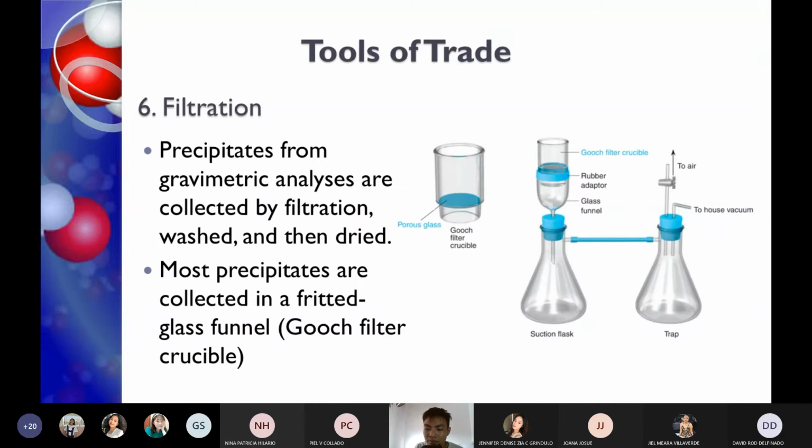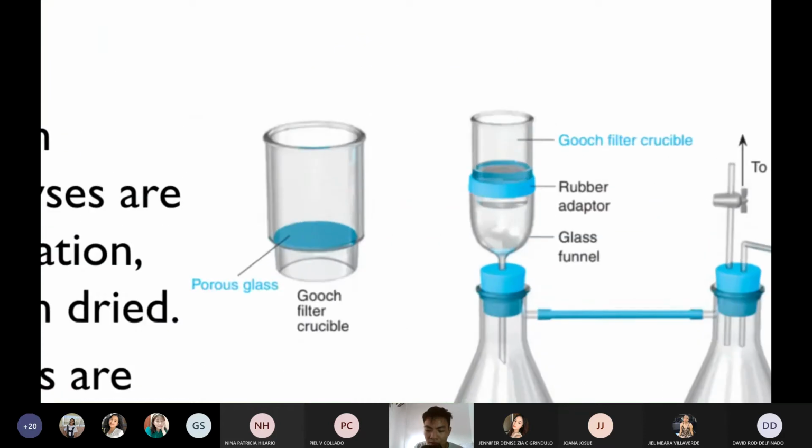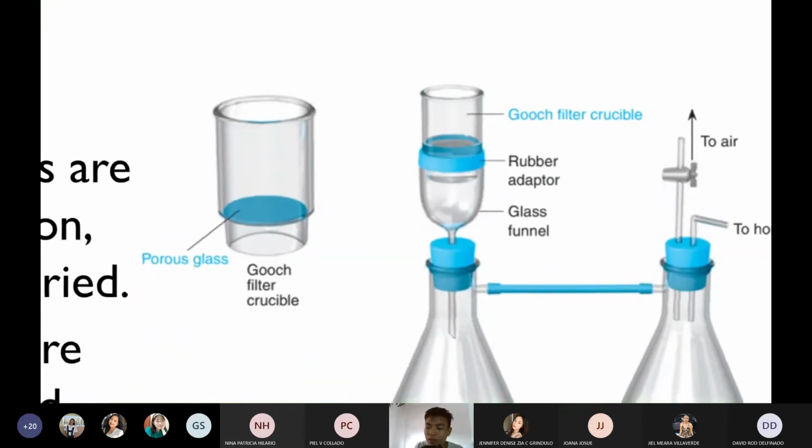Okay? Filtration. So, ang filtration, this is used when we are having gravimetric analysis, no? Kapag magbe-measure tayo ng mass, pag nag-precipitation reaction tayo, i-filter natin yan, no? Para ma-release yung precipitate from the liquids, no? So, usually, we use the Gooch filter crucible. So, ito yung Gooch filter crucible.